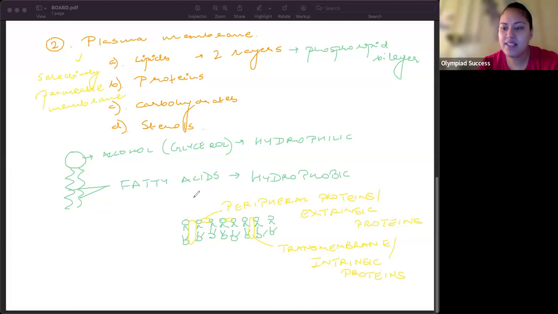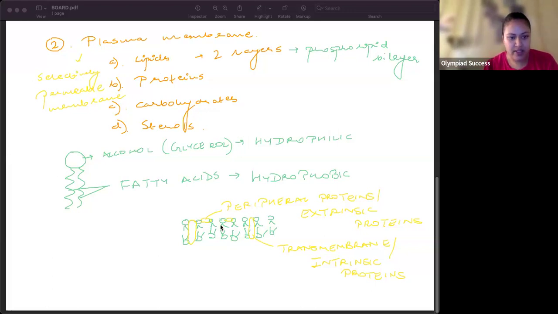Then we have carbohydrates. Carbohydrates will also help in transportation. There are certain molecules that can easily interact with carbohydrates because carbohydrates are simply made up of carbon, hydrogen, and oxygen. And most of your macromolecules or biomolecules that are present are made up of carbon, hydrogen, and oxygen, right? So they can easily interact with the biomolecule or the carbohydrate.